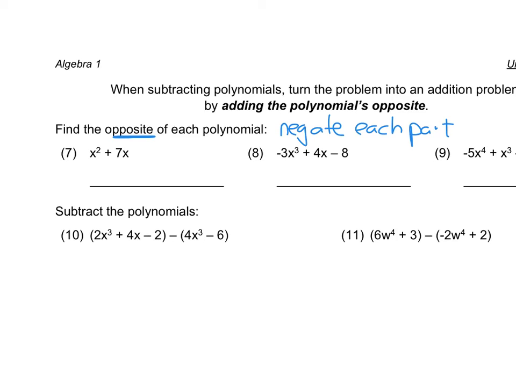So the first one was a positive x squared, so it becomes a negative x squared. The second one was a positive 7x, so it becomes a negative 7x. If they were negative, I'd make them positive. So that part's easy enough. When you're subtracting polynomials, you're involving opposites. But more importantly, if you just remember to distribute the sign, everything tends to work out.